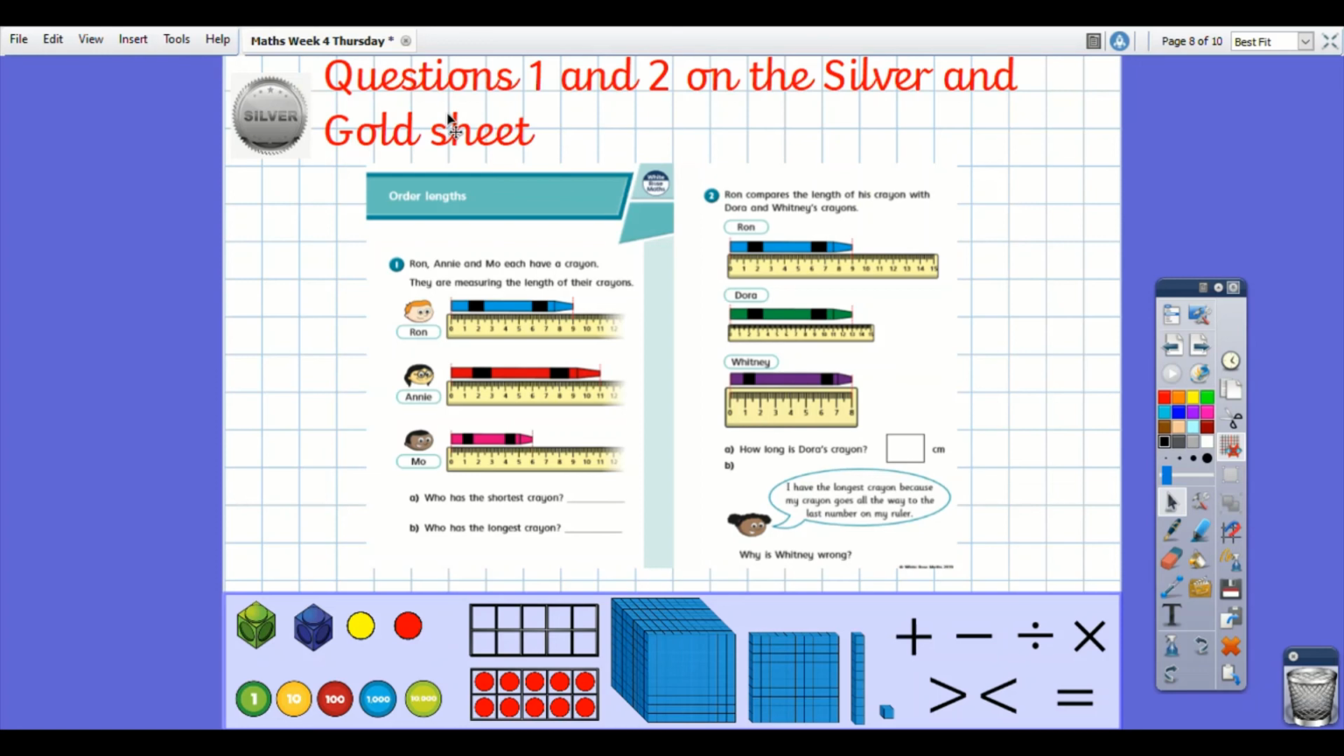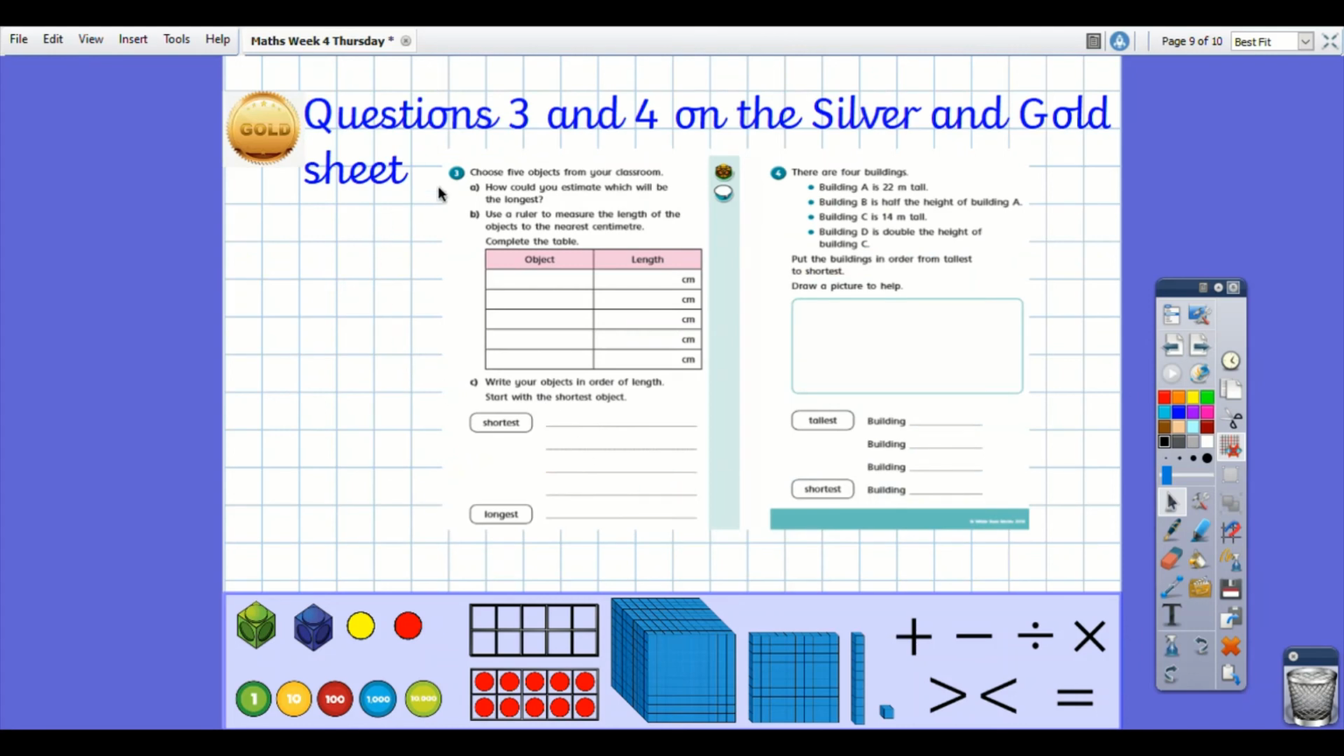Silver, you've got questions 1 and 2 on the silver and gold sheet. However, I'd like you to try and do gold as well today, seeing as there are only 2 questions, okay? So you've got to measure the crayons and see who has the shortest, who has the longest. And then for this one, you've got to measure Dora's crayon and then tell me why Whitney is wrong.